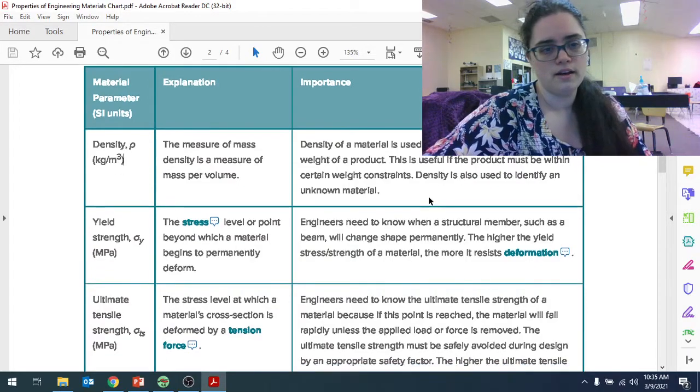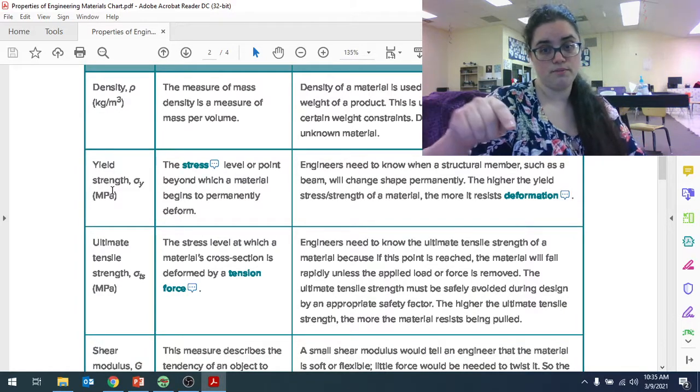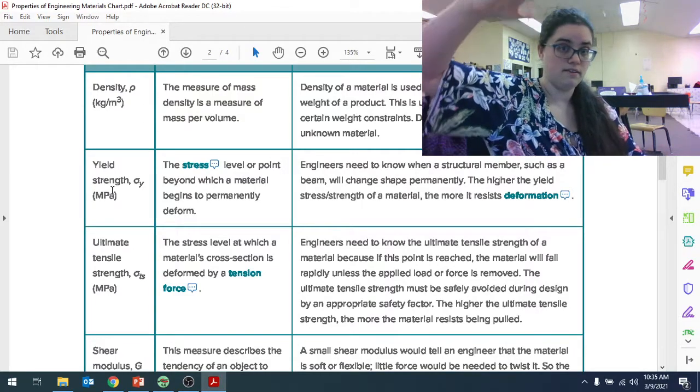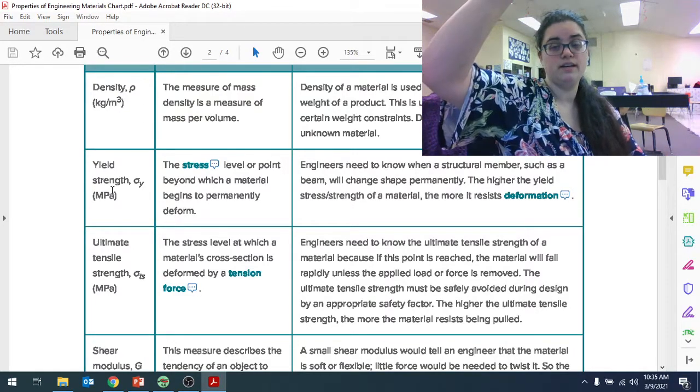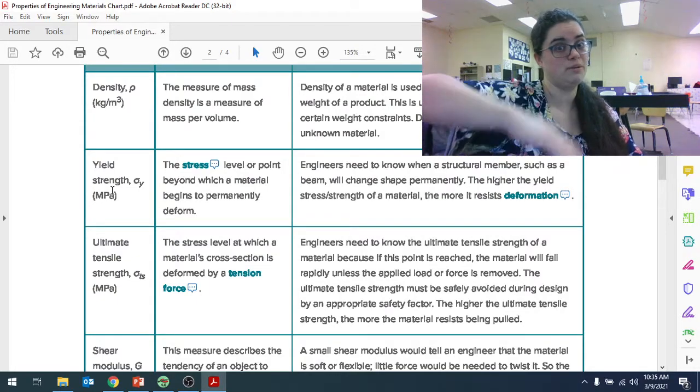The next few are about strength and whether it breaks or bends or deforms. So yield strength has to do with pushing a force against something. Like if I have an I-beam and I put weight on top of it, supporting part of a building, how much can I put on top of that I-beam before it starts to bend and permanently change shape?